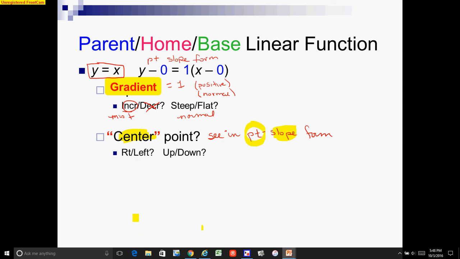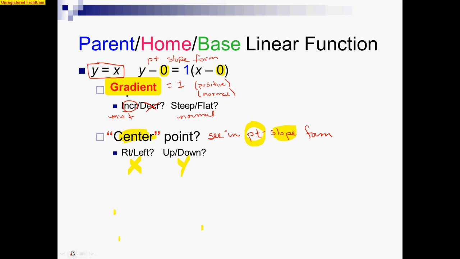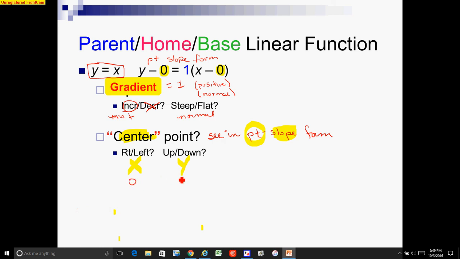So, here's what I want you to think about. Since my normal center point has x coordinate 0 and y coordinate 0, the x is an x movement and the y is a y movement. So always look at the x for anything right left and the y for anything up down. In our parent or home function, there's been no movement. 0, 0 is normal, that's the origin, so there has been no movement from normal.